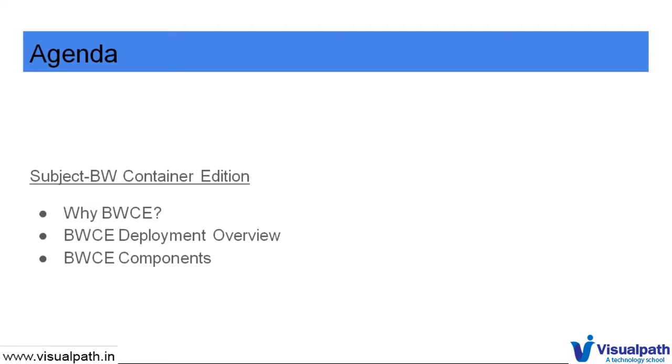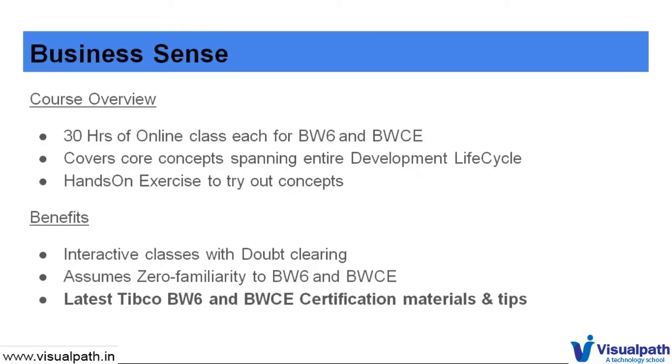So after BW6 is covered, we'll move on to Container Edition. Just to clarify, the sessions that I take are combined sessions consisting of BW6 and BWCE. I refer to version 6.5.1 in my course and CE 2.4.5. The reason for taking up a combined course is that the design time for BW6 and BWCE is more or less similar, so it doesn't make sense to have two separate courses. Basically, these two differ in terms of their deployment.